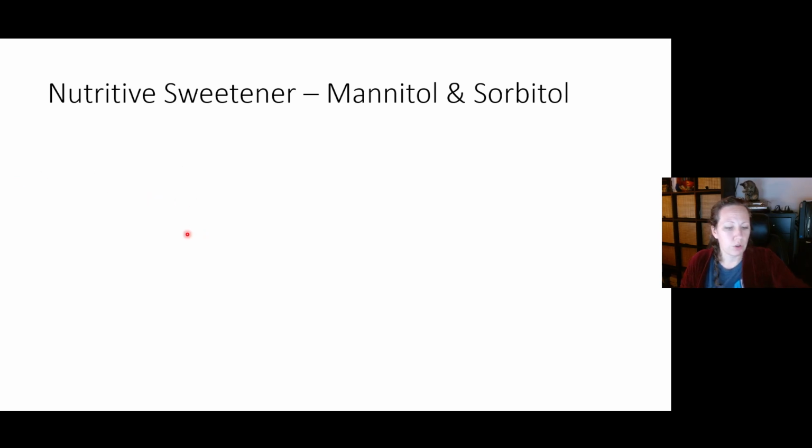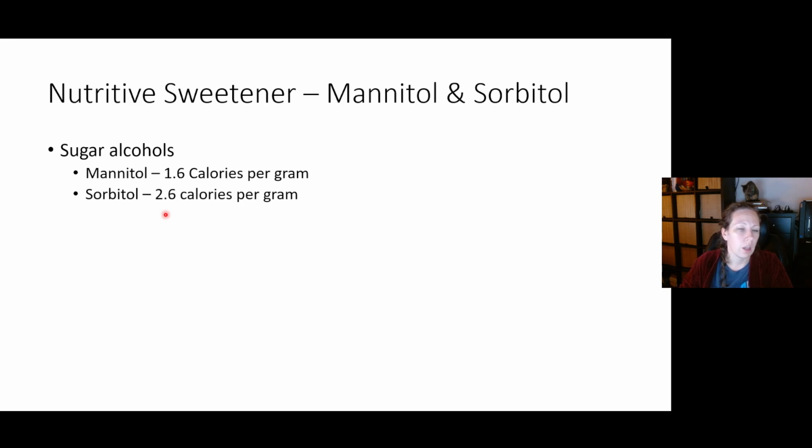Now we're going to go into the nutritive sweeteners. So these are the ones that are going to have calories associated with them. I'm going to cover mannitol and sorbitol together. So mannitol is 1.6 calories per gram and sorbitol is 2.6 calories per gram. Now these are 60% as sweet as sugar. So we have kind of a double whammy of things that are cons about these nutritive sweeteners. One, they have calories to them, unlike the non-nutritive. And two, they're not as sweet as sugar.